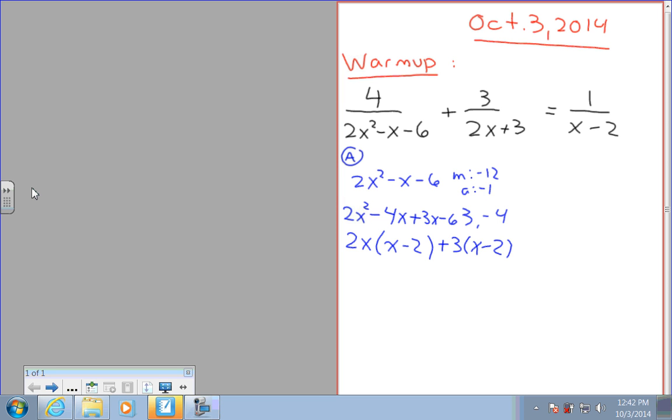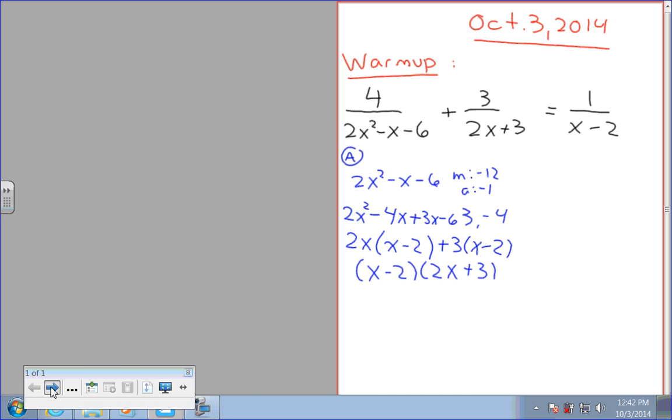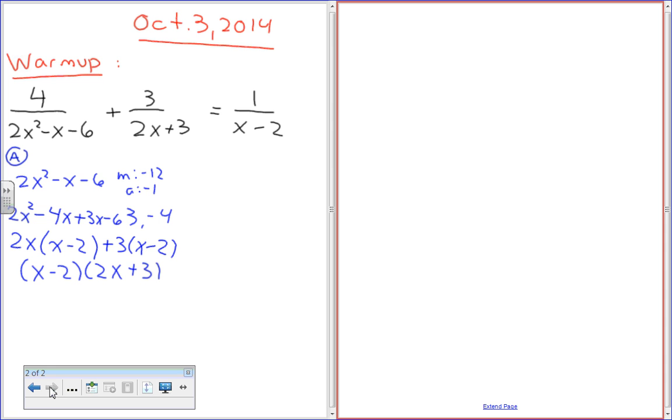All right, what does this factor out as? What's the next step? Go ahead, Madison. Put them together, so x minus 2. Yeah. Bracket, bracket. Okay, if you weren't here yesterday, we'll go through this to make sure things are good. So this really means that we're going to have 4 over x minus 2, 2x plus 3, plus 3 over 2x plus 3 equals 1 over x minus 2.